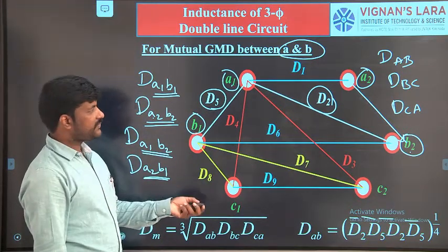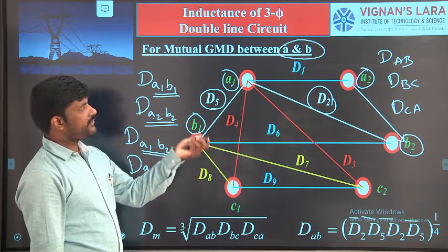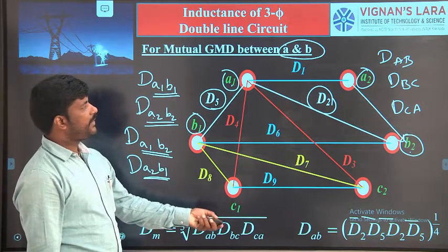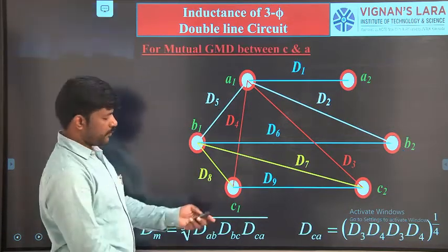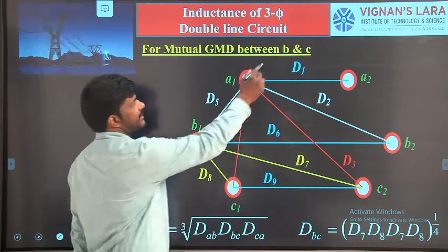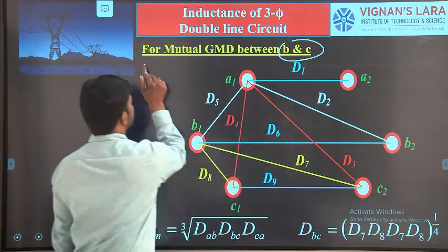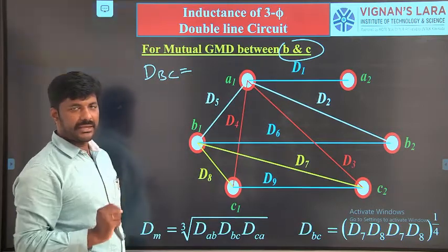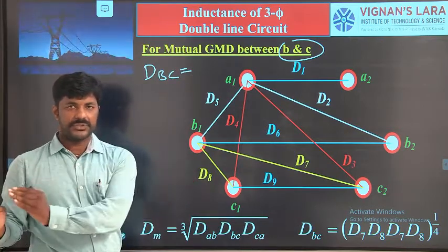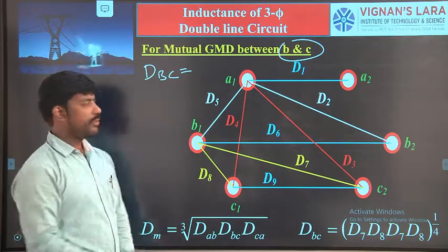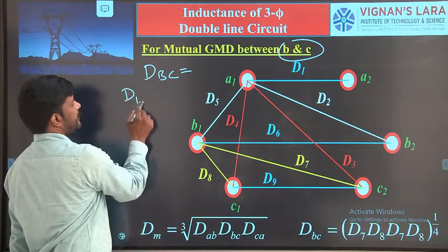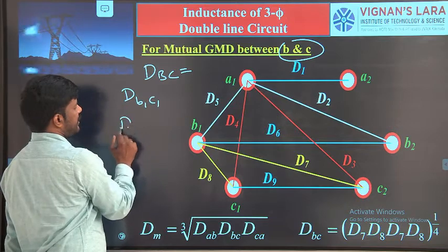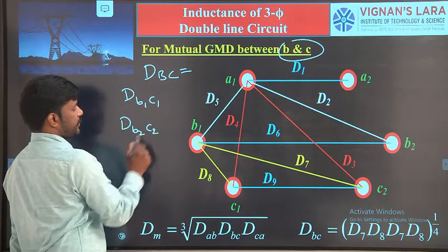Right? Next, I'll check for the BC conductors. What is the BC group? The BC group is nothing but DBC. What we are going to get is DBC with 4 terms again. Circuit 1 separate, circuit 2 separate, then mix those two. What is circuit 1? B1 C1, and B2 C2 for circuit 2.